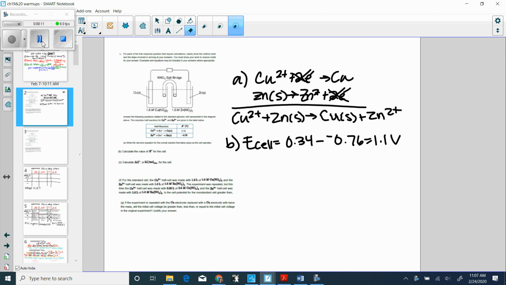Yeah, the anode is the more negative number. So a lot of times, but not always, you are subtracting the negative, which is just adding, obviously.